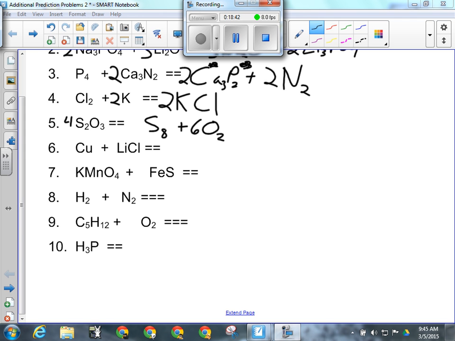For number 6 here, I've got copper metal element reacting with lithium chloride, which is an ionic compound, so this is a single replacement reaction. Since copper's a metal, it has to switch with lithium. So chlorine's new partner is copper. Lithium is alone. Lithium's not special, so it doesn't need any numbers beside it. But I have one problem.